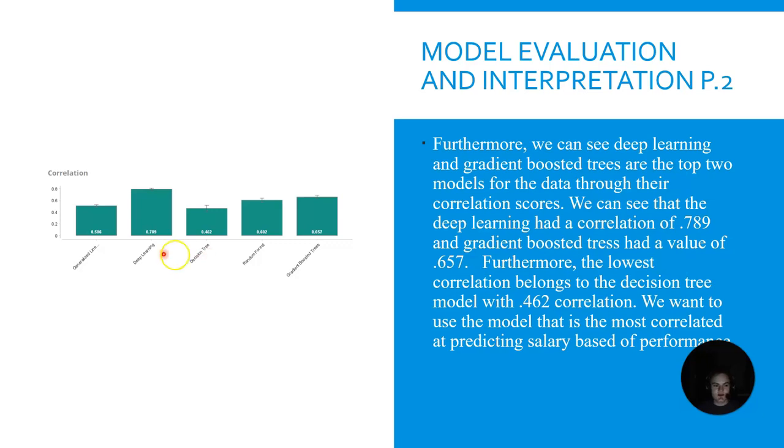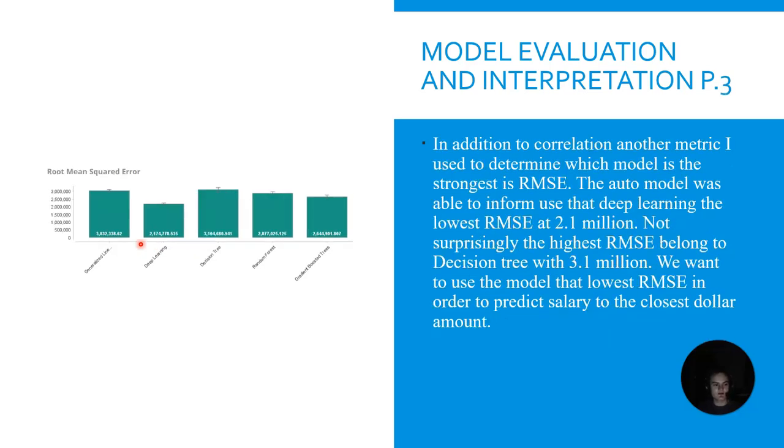decision tree, and the second lowest was the general linear model. So we can see here again that deep learning is in first place when it comes to a model, and these are pretty good correlation scores for this model. So these models are very well correlated at telling the correlation between the independent variables.